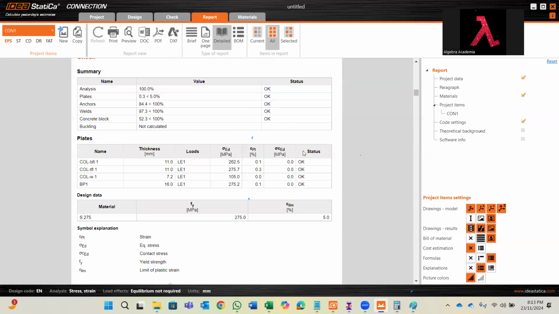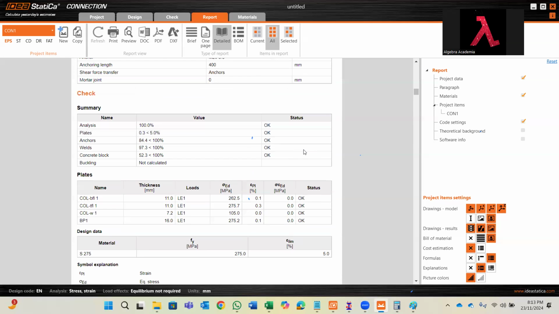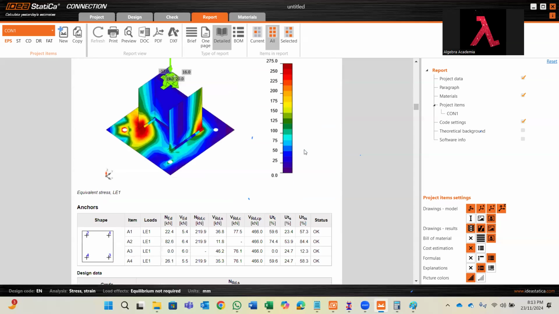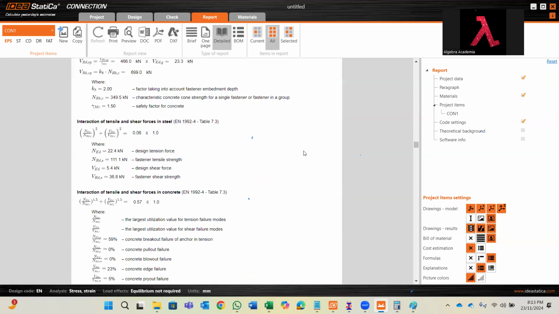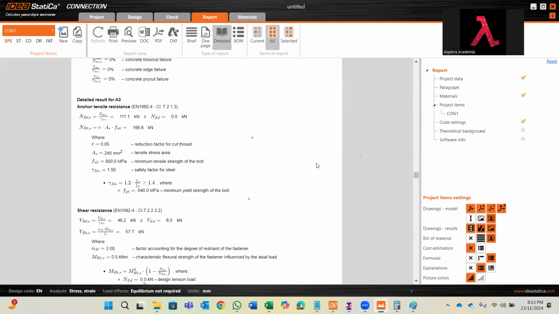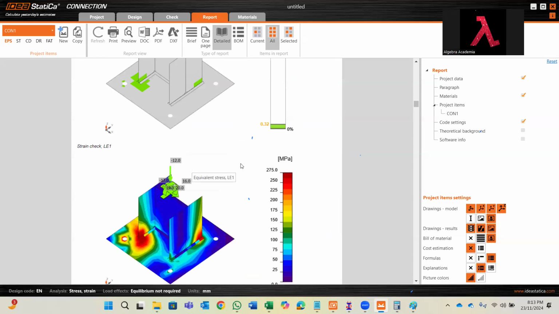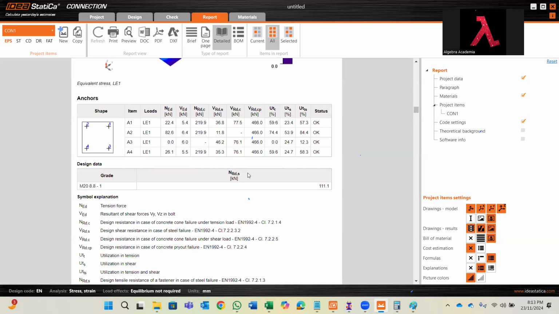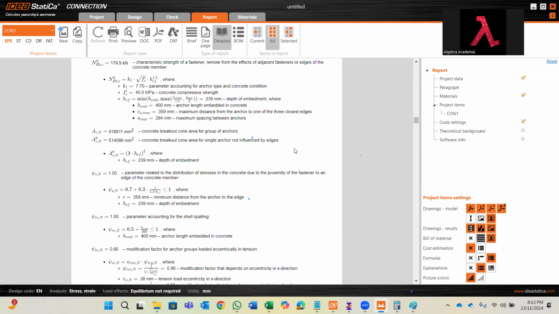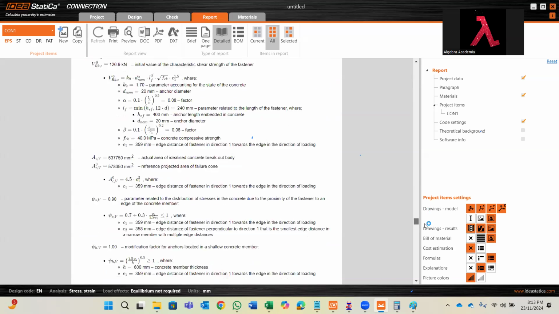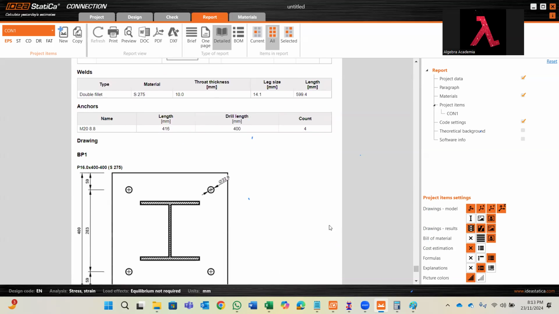Coming down. So it shows again the summary here. This is the modeling, the one which you did. And this is the plate stress. Can you see the plate stress in different colors? Where you have stresses close to 275. Coming down, this is each anchor, how much utilization factor has been considered. These are the calculations it usually shows. In addition to this, it shows the diagram as well.